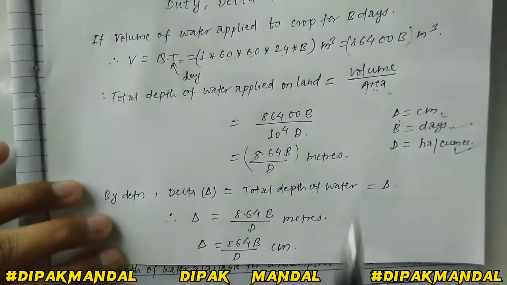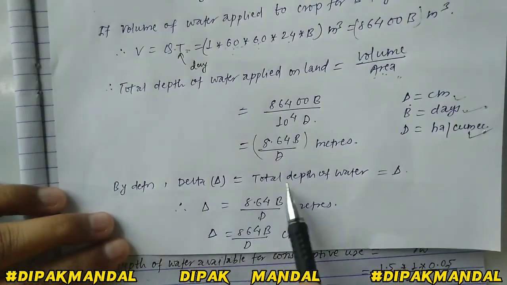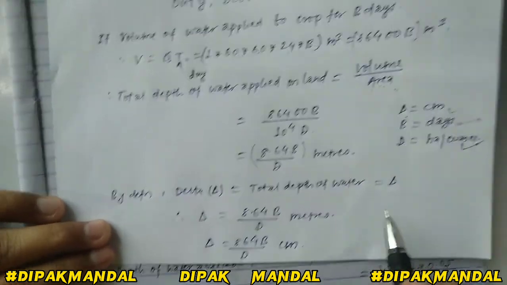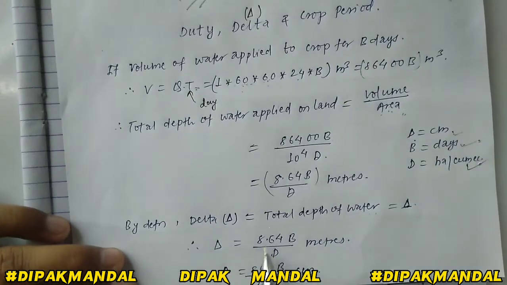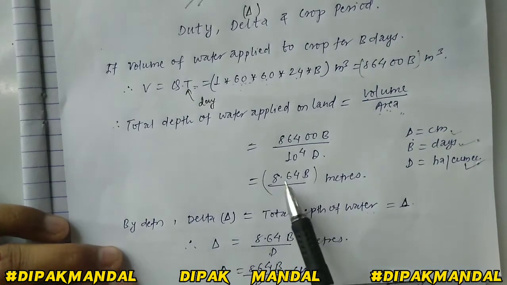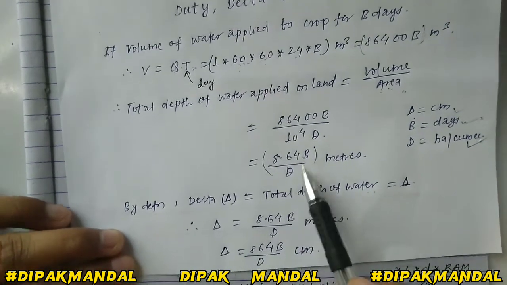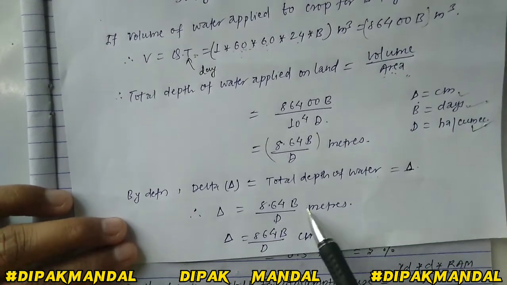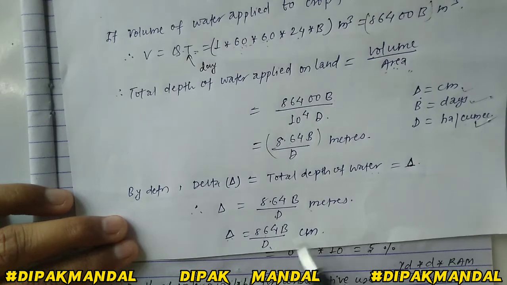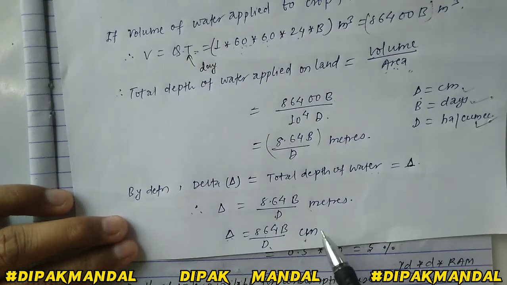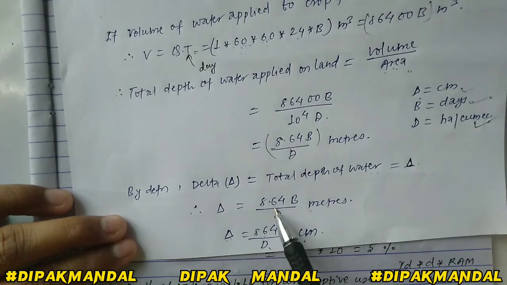So as we saw, the definition of delta is equal to the total depth of water, and the total depth of water we have already calculated, that is 8.64 b by delta. So we just keep this value over here. So the value of delta becomes 864 b by d in cm, and whenever we take it in meters, the value of delta equals 8.64 b by d in meters.